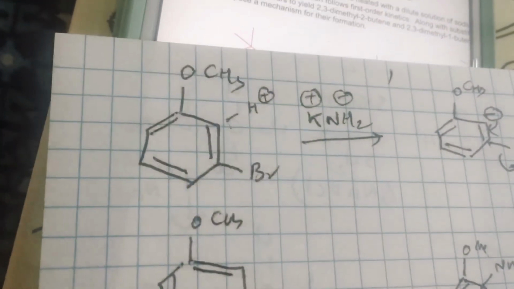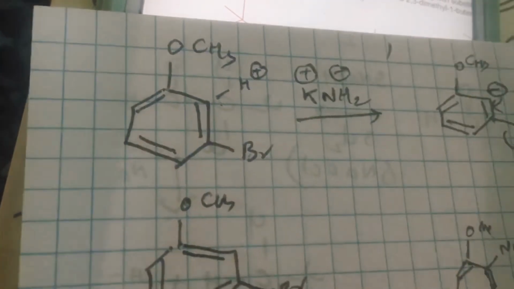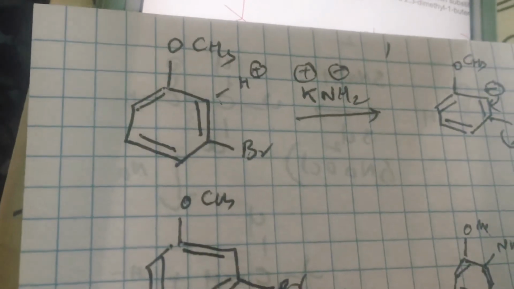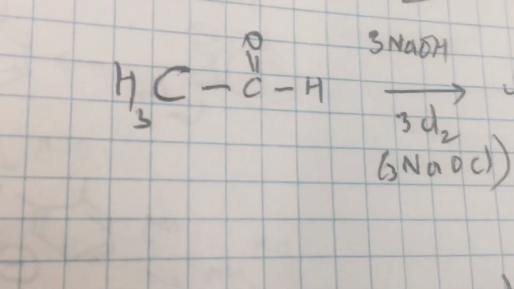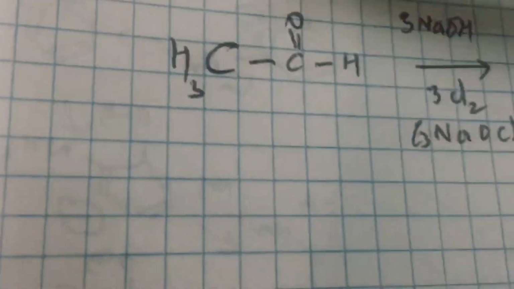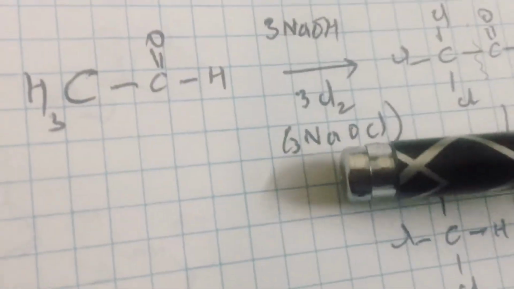Question number 3. During the preparation of 1 mole of chloroform from ethanol, you are starting with acetaldehyde. You want to know how many moles of NaOH is consumed. If you look at this acetaldehyde or ethanol, the 3 alpha hydrogens are eliminated by 3 moles of NaOCl. The reacting species is NaOCl.